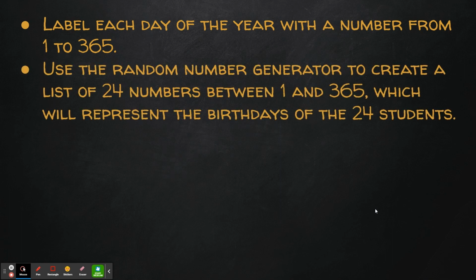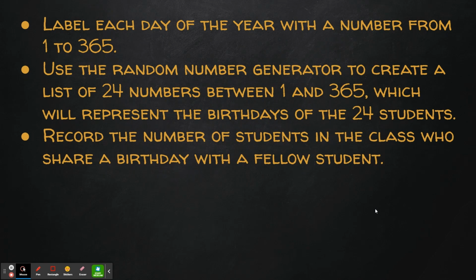We're then going to use a random number generator to create a list of 24 numbers between 1 and 365. Note that we did 24 numbers because each number represents a birthday for the 24 students. If there were 30 students in the class, we would do 30 numbers, or if there were 35 students in the class, we'd do 35 numbers, and so forth. So you match up the number of numbers to how many students are in the class.